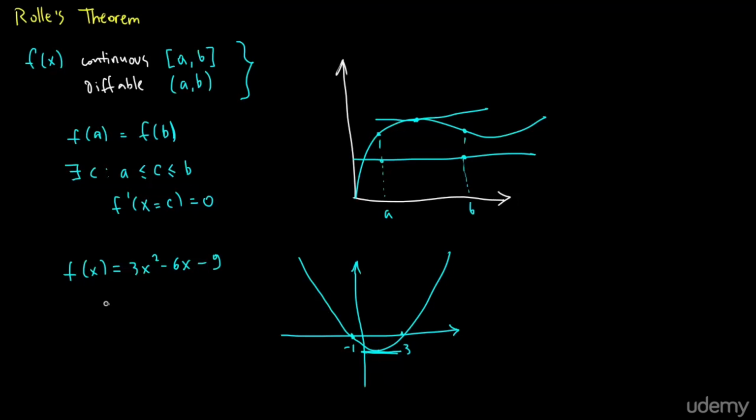And of course we can find out that exact point by differentiating the function. So we take the first derivative, and this becomes 6x minus 6. We make that equal to 0, and we get x is equal to 1. So we know that this particular point has an x value of 1. So that's pretty much all that Rolle's theorem is actually stating.